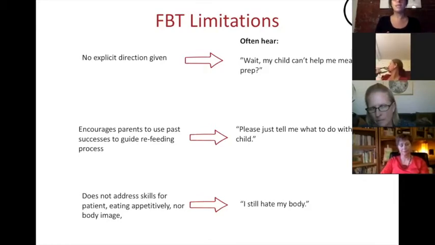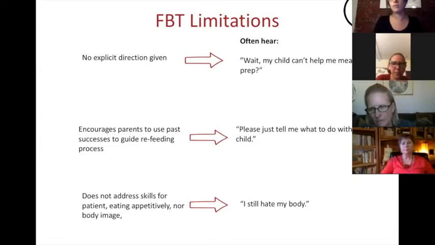So FBT also doesn't really address skills for patients at all. It's a treatment that's done, yes, with the whole family, but really the therapist is talking to the parents about how to refeed and all of that. And there are no skills that are directly taught to the patient or the carers, nor are the patients ever taught to eat appetitively.